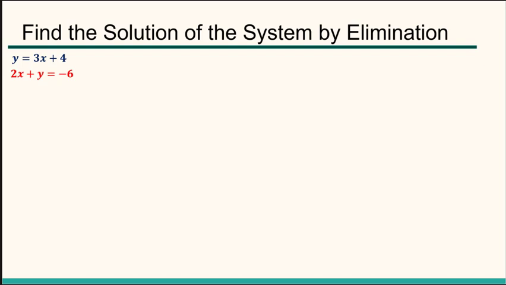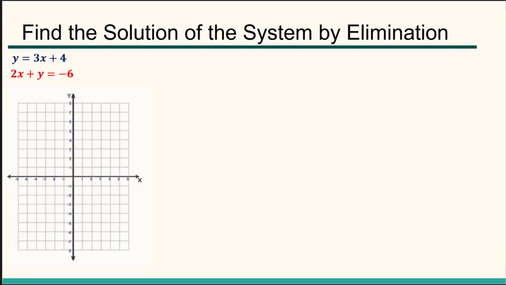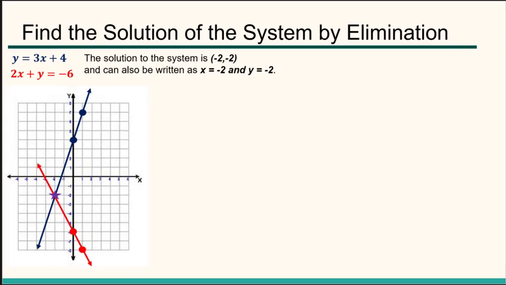We're going to find the solution to this system by elimination, but first remember we've already done this with graphing and we've done it with substitution. Our two equations are y equals 3x plus 4 and 2x plus y equals negative 6. When we solved this by graphing, we found that the solution was x equals negative 2, y equals negative 2. You'll notice we graphed them and found where those two lines crossed. When we used substitution, we found exactly the same answer.